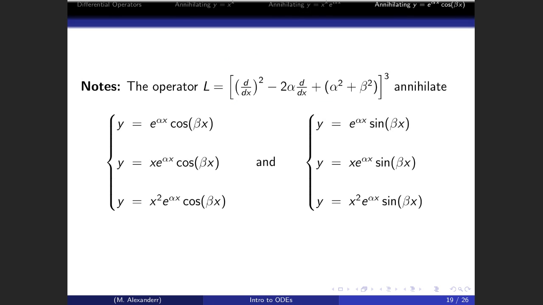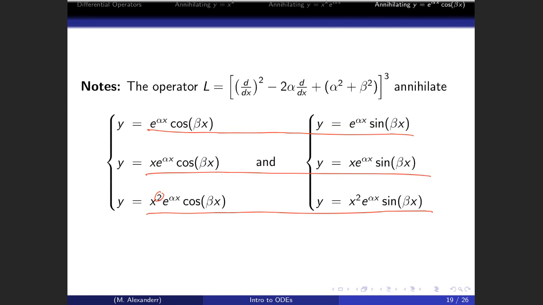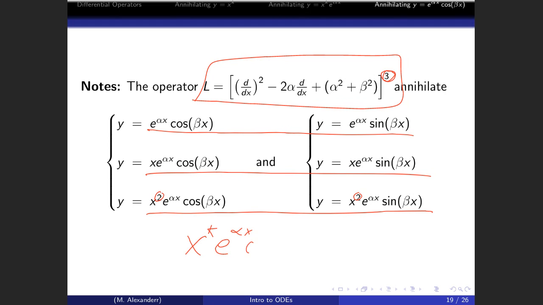So we are going to get the same functions from before, but we also add this extra line on the very bottom, and this is x to the power 2. Notice that 2 is 1 less than the power given to you. Whenever you have an operator of this format, the functions eliminated by that L operator are x to the k, e to the alpha x, and either cosine or sine of beta x. Now the restriction is that k will be 0, 1, and 2, but not the 3.